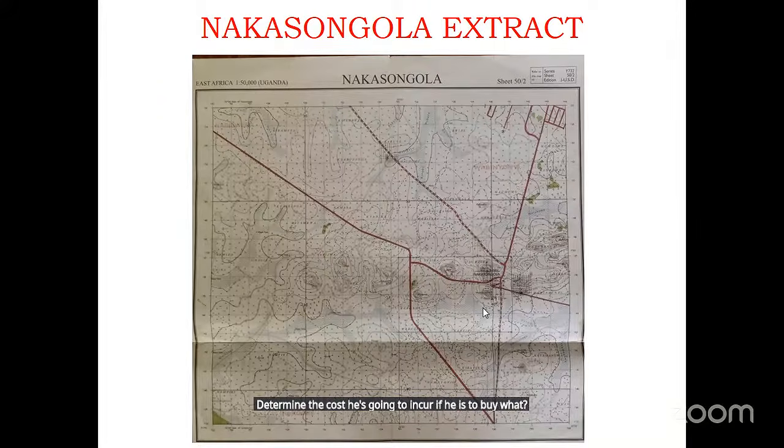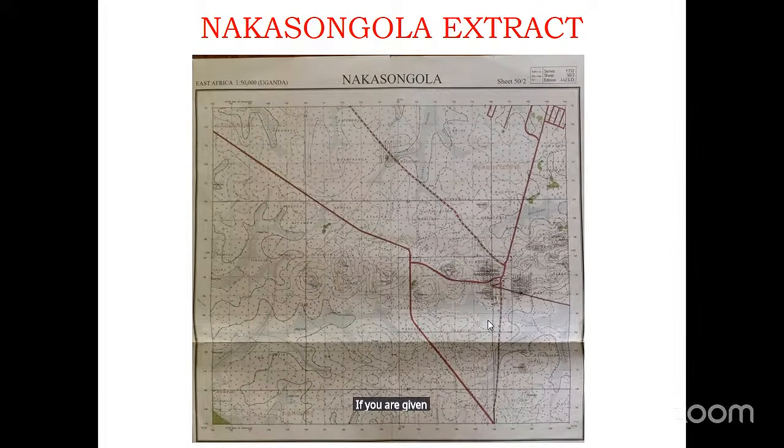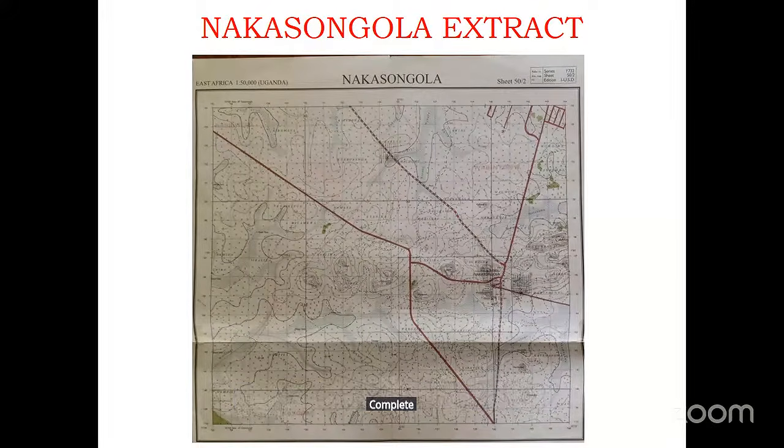Kasiri seasonal swamp. That means you need to know, first of all, how to calculate the area of what we call irregular shapes. What are irregular shapes? Area of seasonal swamps, papyrus swamps, mountains, counties, sub-counties, lakes. You are given identification and the stating of the formula: complete squares plus incomplete squares divided by 2.